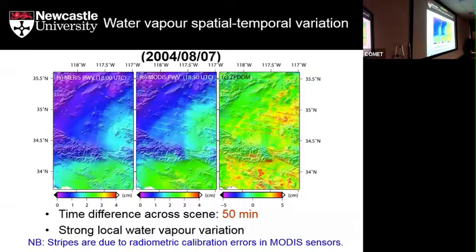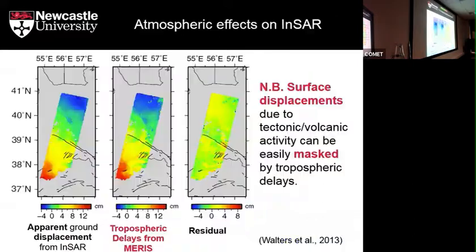And the magnitude of the atmospheric effects on InSAR can be very large. This is an example of one interferogram. What you can see from the original interferogram actually all comes from tropospheric delays, not ground motions. When you calibrate it, you get a residual map, where there are actually no obvious ground motions. So the actual ground motions can be easily masked by this large tropospheric delay.